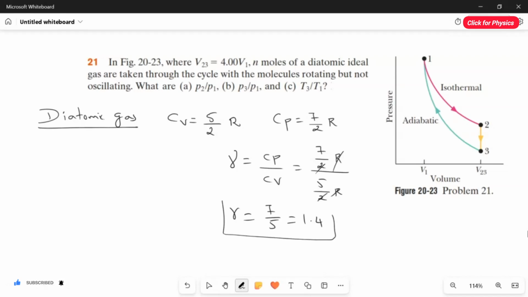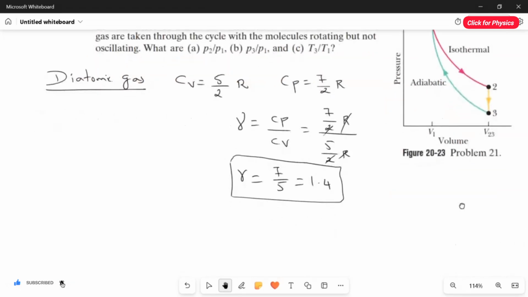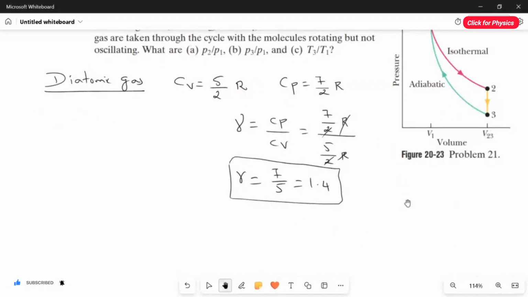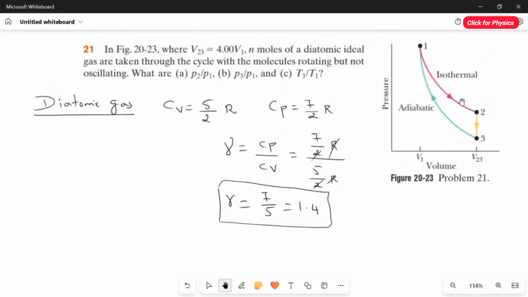So we need this gamma. Why did I just calculate this gamma? Because we are going to use this gamma value when we solve the adiabatic part. Clear? Okay. So now let's start with the first question. What is given in the first question? P2 over P1. You can see here P2 and P1, that means the pressure at point 1 and pressure at point 2. So from point 1 to 2, it refers to the isothermal.